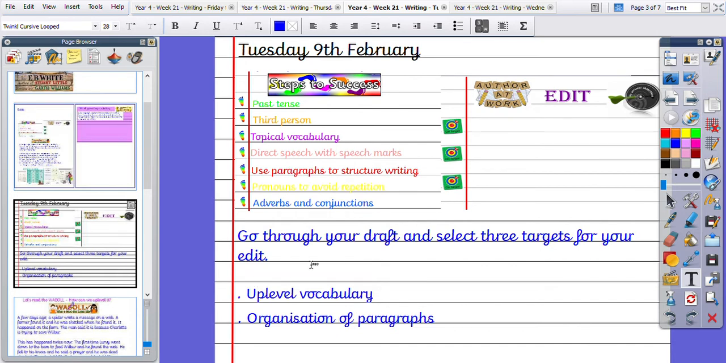So have a look through your draft and choose 3 targets for your edit. Okay, and 2 of those would be up-leveling your vocabulary and using paragraphs to organise. So you can use these and choose one more target. So pause the video and select your targets for editing.